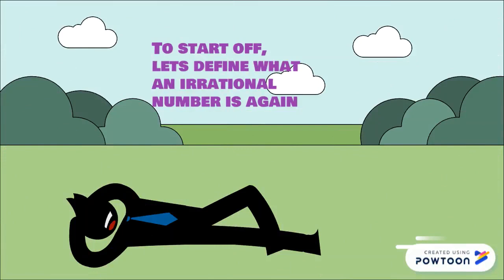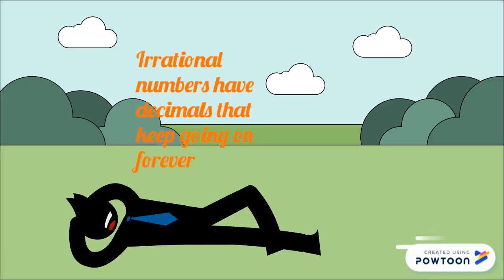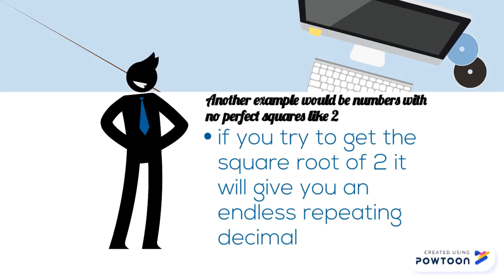Start off, let's define what an irrational number is again. An irrational number is any number that cannot be written as a fraction. Irrational numbers have decimals that keep going on forever. An irrational number you are familiar with is pi. We know it simply as 3.14, but it is actually a never-ending number. The decimals go on forever. Another example would be numbers with no perfect squares, like 2. If you try to get the square root of 2, it will give you an endless repeating decimal.